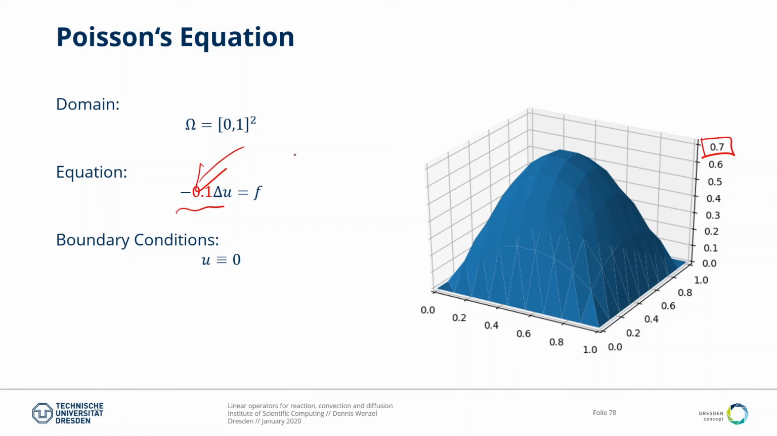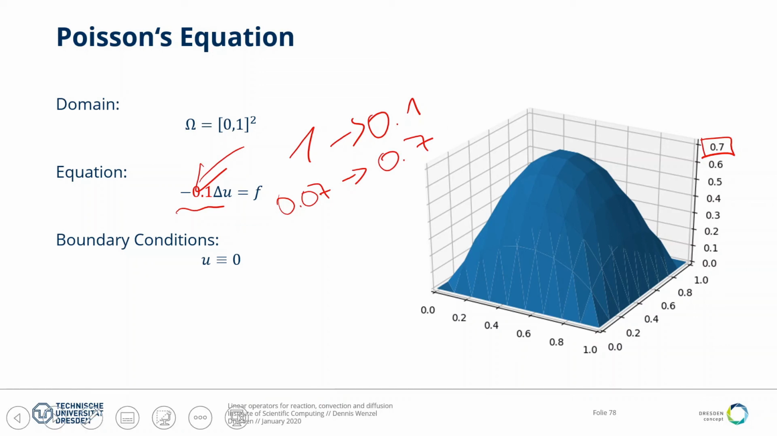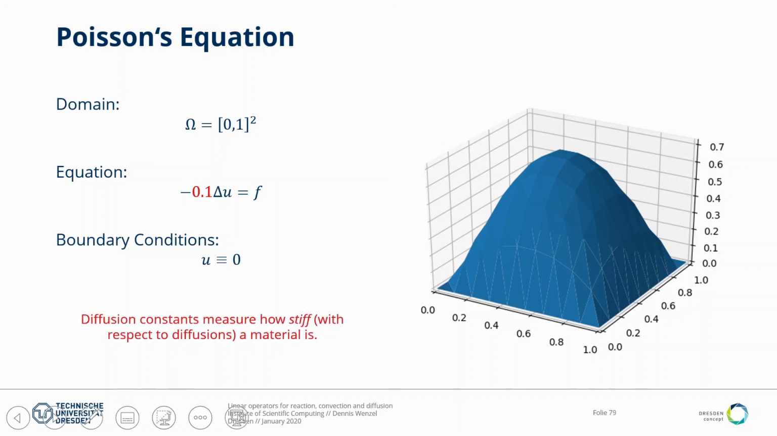So if you take your stiffness constant 1 and go to 0.1, then your membrane is 10 times less stiff than before. That means your maximal elongation goes from 0.07 to 0.7. Okay, that's also not super shocking right now. So that gives you an idea of what diffusion practically means.